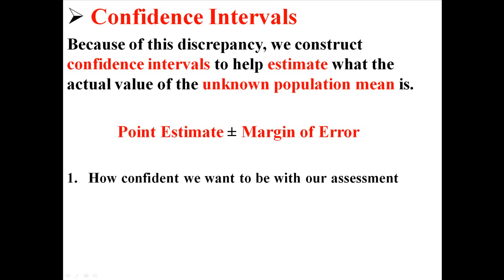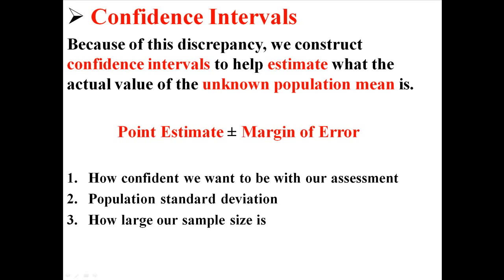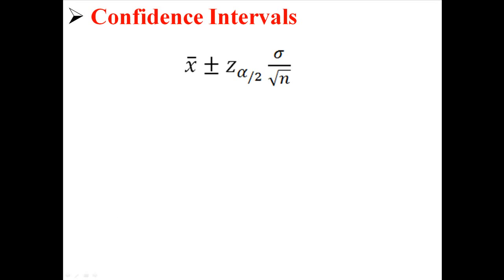First of all, how confident do we want to be with our estimation? Secondly, what is the population standard deviation? And third of all, how large is our sample size? So this is the equation for a confidence interval about the mean. It looks kind of complicated, but I'll talk about it.